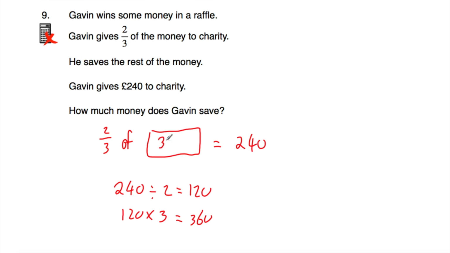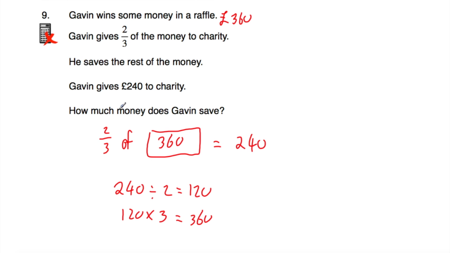That means that Gavin won £360. And let's just check that. If we have £360, and he gave 2/3 of it to the charity, that would be divided by the bottom, which is 120, times by the top would be equal to £240. So he would have given £240 to charity. So that's correct. Now that's how much money he won in the raffle, £360.